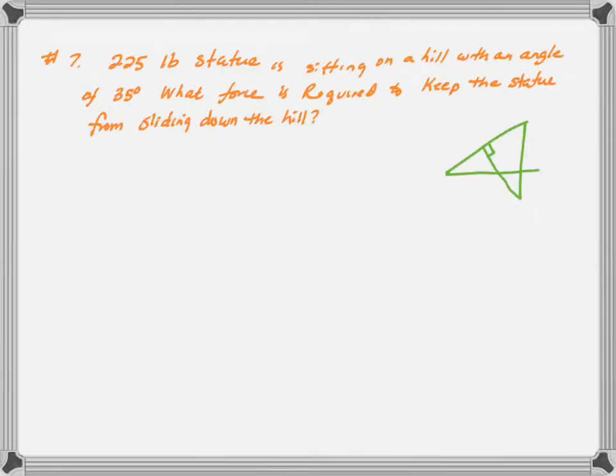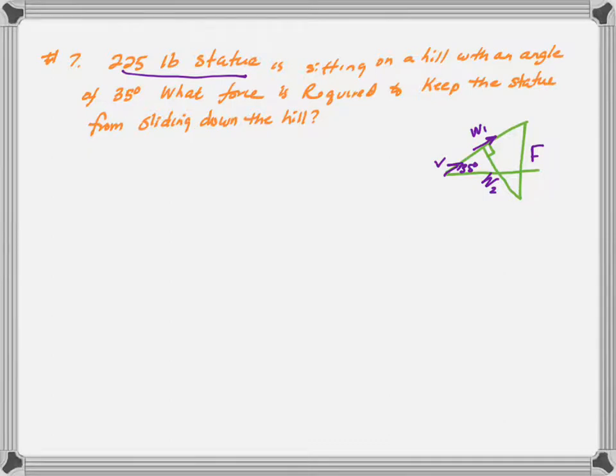Okay, number 7 says a 225-pound statue is sitting on a hill with an angle of 35 degrees. What force is required to keep the statue from sliding down the hill? So we want W1 here. This would be W2. This is our force. And we have our unit vector V that we're going to use to get the magnitude of W1. So we're going to project F onto V.